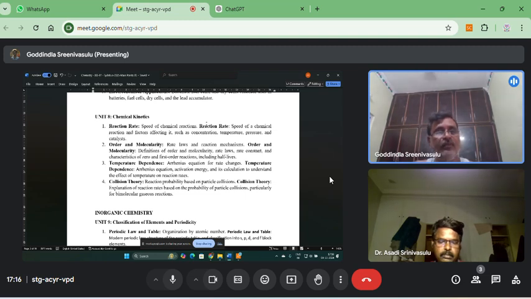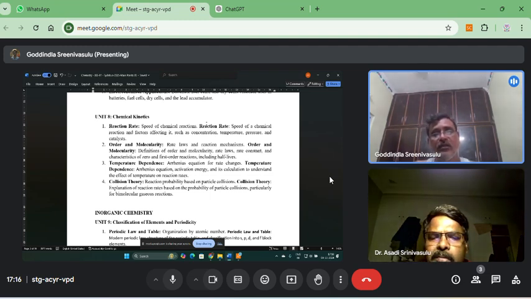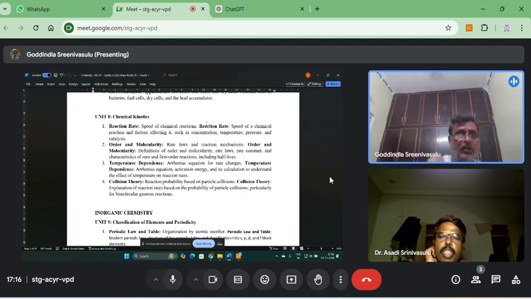When the reactions are happening, the rate depends upon the temperature and concentration. The temperature dependence of the reaction is represented by the Arrhenius equation in terms of the activation energy and the absolute temperature, to understand the effect of temperature on the reactions. Then collision theory, which explains reaction rates based on the probability of particle collisions, particularly for bimolecular gaseous reactions.